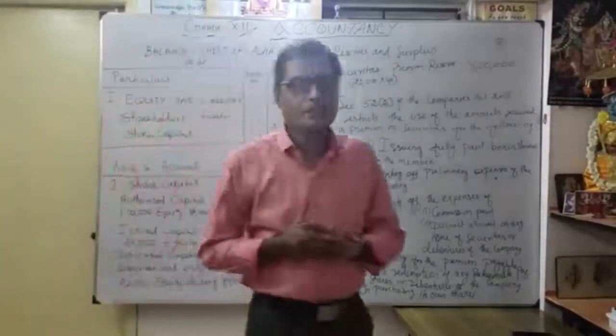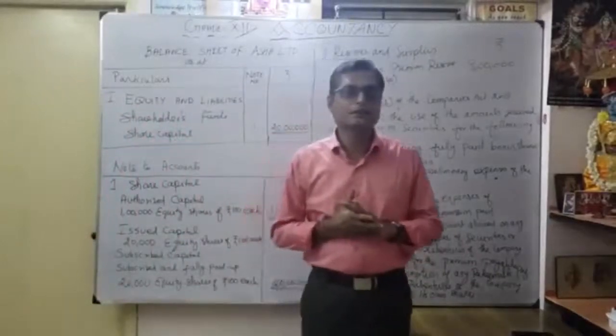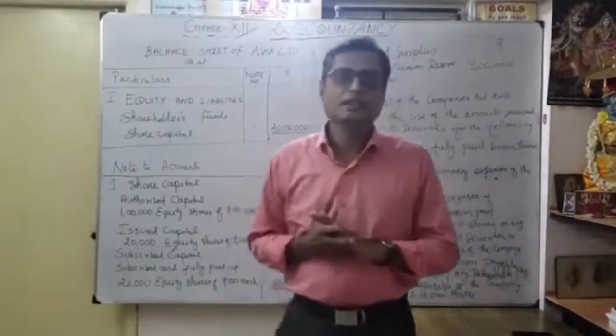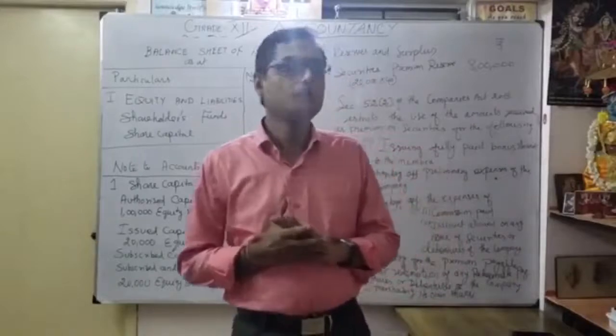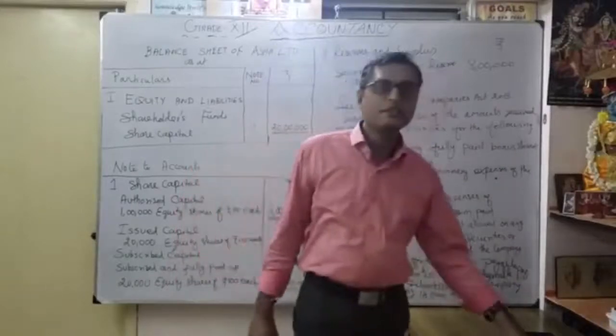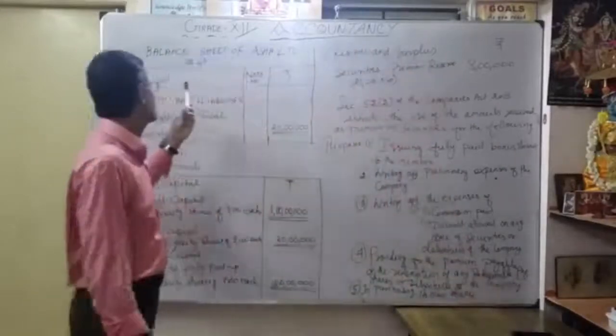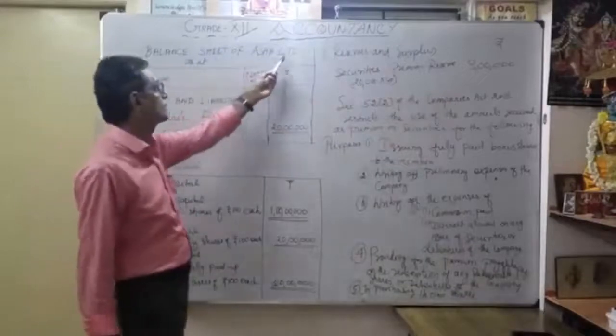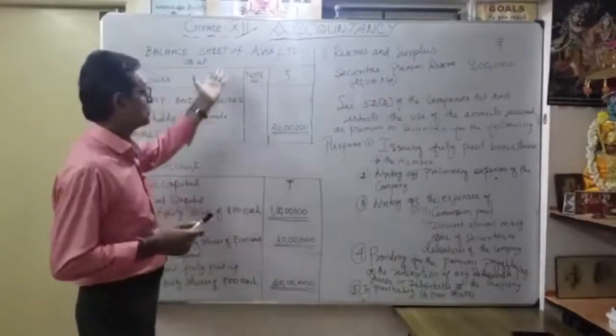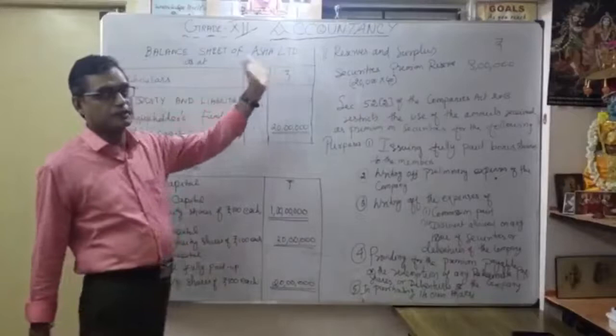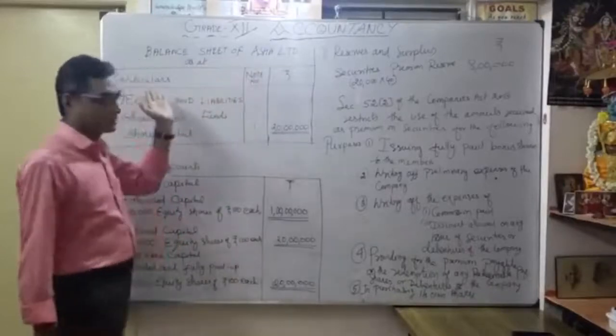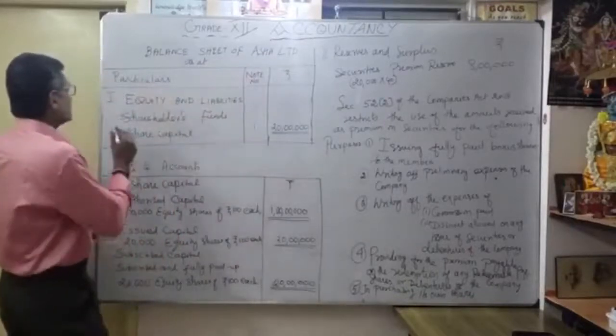So now we'll see how it is represented in a balance sheet. Okay, the discussion about our journal entries regarding issue of securities premium. Now you have to write the balance sheet, as you know already. The balance sheet of Asha Limited, as at the year end 31st March, whatever year. Then you make the particulars. You know already what that is.